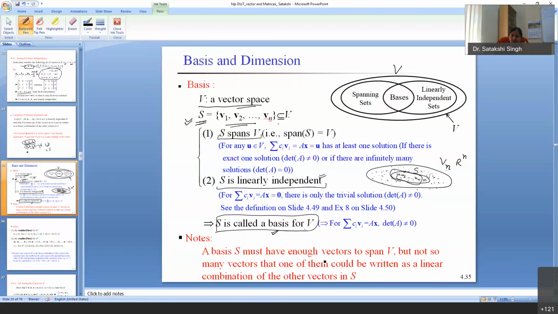So basis S must have enough vectors to span V, but not so many vectors that one of them could be written as a linear combination of the other vectors in V. What does it mean? It means that it should not be possible to write one as a linear combination of other vectors in V. That means it should not be linearly dependent. It should be linearly independent. So if it spans V and it is linearly independent, it is the basis set for the vector space V. This is the basis.